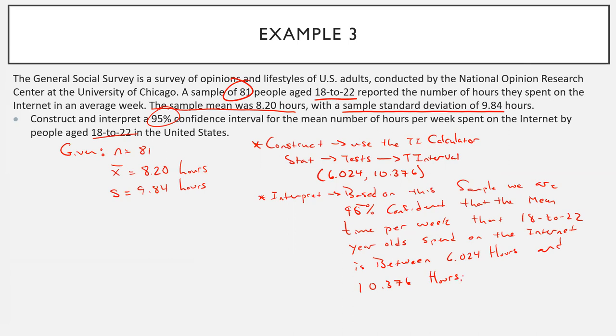And what's really interesting is, if you were to pull the actual General Social Survey, not only would they say that the average was 8.2 hours, but they would construct this confidence interval for you. It's part of the press release that they put out. So this stuff is actually done in the real world. So regardless, you're pretty good with this stuff. I think we'll be okay handling it on the exam. You get to use your calculator, so it won't be too bad.